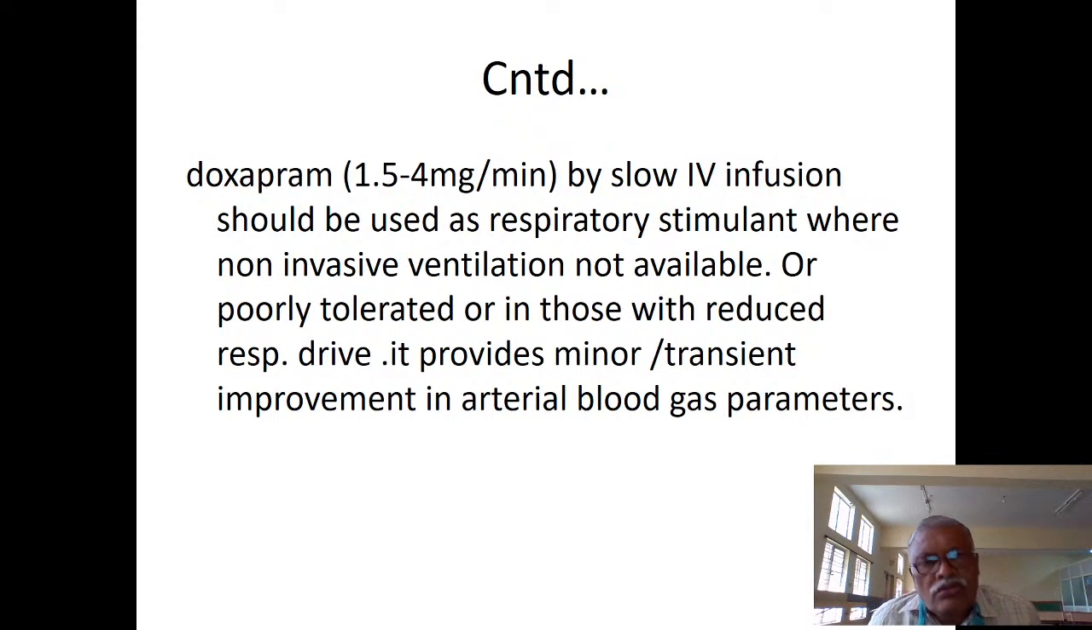Doxapram is a respiratory stimulant. 1.5 to 4 milligrams per minute by slow IV infusion should be used as a respiratory stimulant where non-invasive ventilation is not available or poorly tolerated, or in those with reduced respiratory drive. It provides a minor or transient improvement in arterial blood gas parameters.